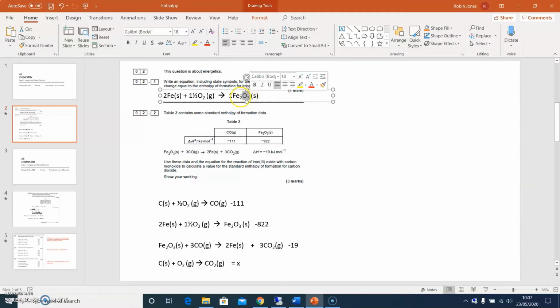So let's just check it out. 2 times +3 is 3 times -2. That balances in terms of charges and oxidation states and leaves no charge overall. Perfect. 2 Fe's on the left, 2 Fe's on the right. 3 O's on the right, 1.5 times O2 for oxygen is 3 O's on the left.